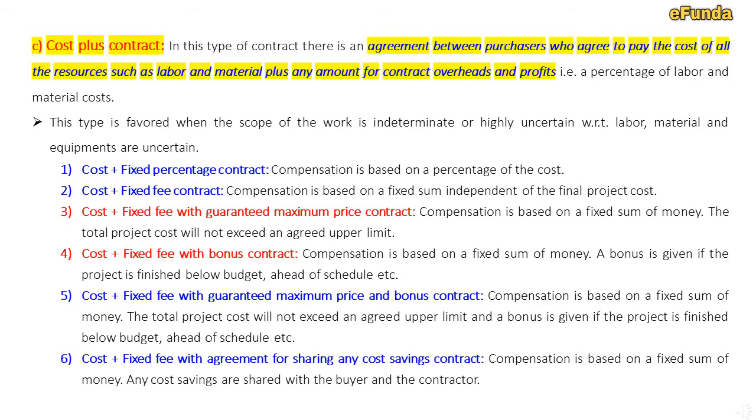Compensation is based on a fixed sum of money. Any cost savings are shared between the buyer and the contractor. This is how the cost plus contracts are defined, and various types of subcontracts. Under that, we have seen the details of each contract.